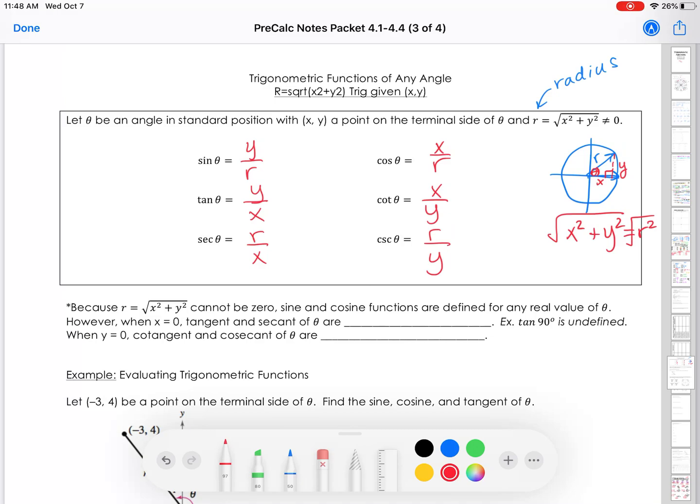So when x is 0, tangent and secant would be undefined, right? y over x or r over x. For example, tangent of 90 degrees is going to be considered undefined. And when y is equal to 0, then our cotangent and cosecant are going to be undefined, again, because that's the denominator, which can't be 0.